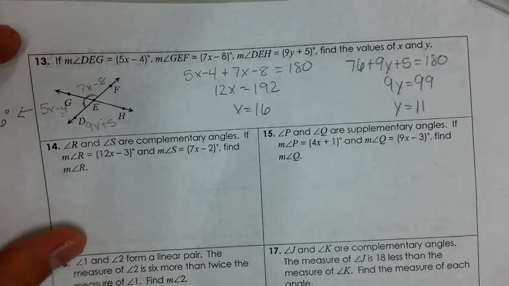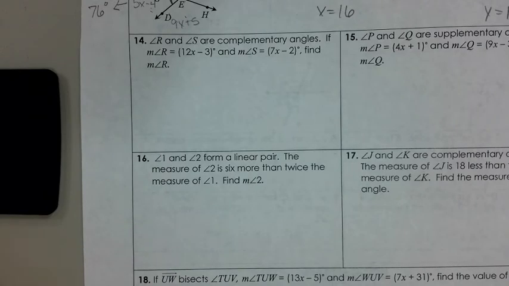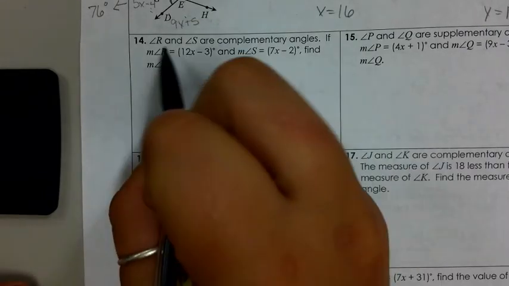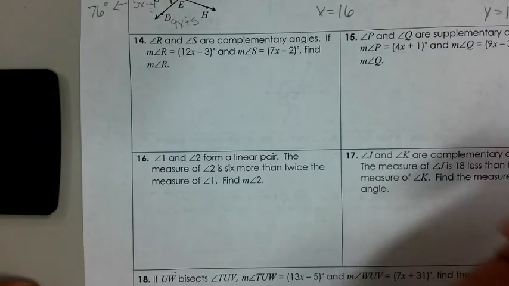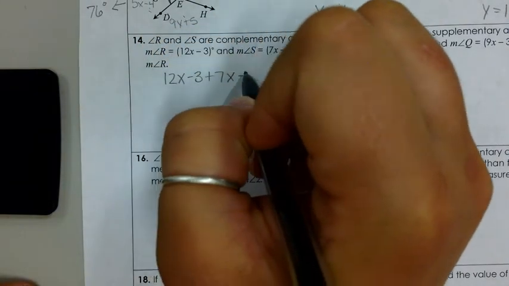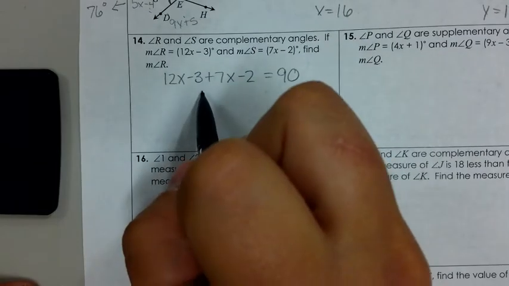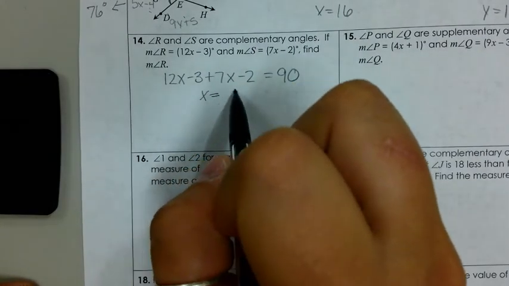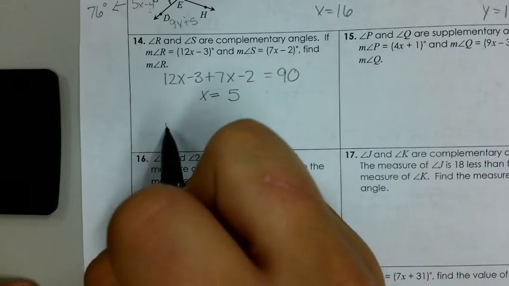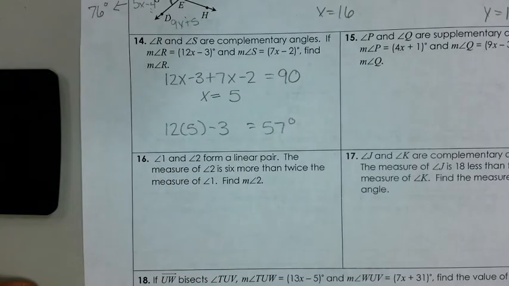There you go. And remember, you can stop the video at any time if you need to copy the stuff down. I'm just going through how to set it up, and I'm confident that you can do the algebra. So it says R and S are complementary. Complementary means 90. So 12x minus 3 plus 7x minus 2 is equal to 90. Solve for x. We get x is equal to 5. Solve for R. 12 times 5 minus 3 is 57 degrees.